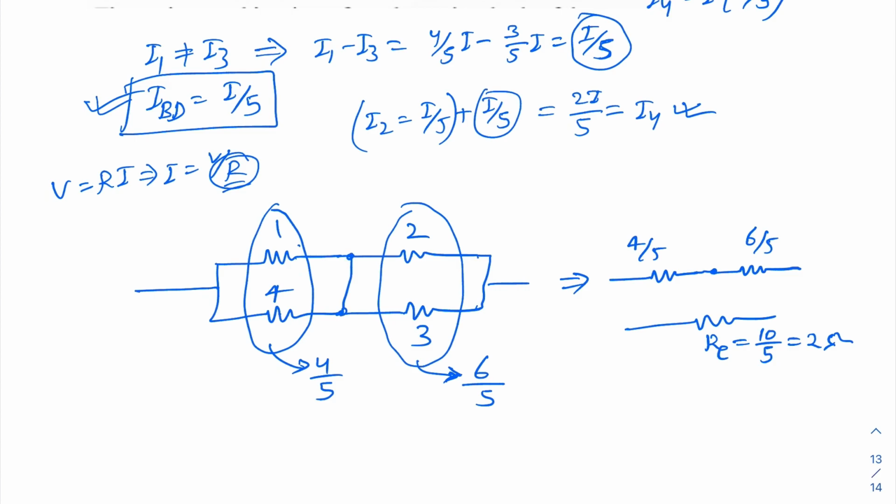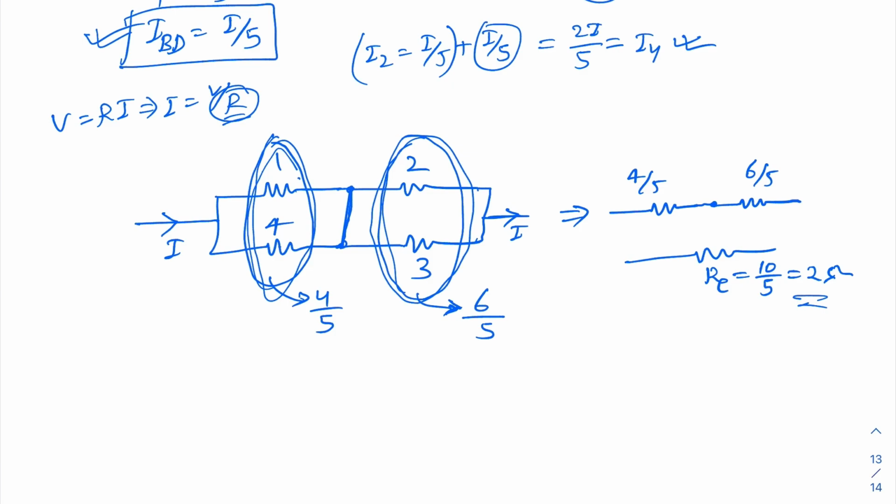Why? Because this point and this point are at the same voltage. So we will draw it like this, meaning these two are connected at the same potential. So it will be a series connection, because we have already shown the current flowing here is I and the same current is flowing here, I. So it is in series. So R equivalent is 2 ohm.